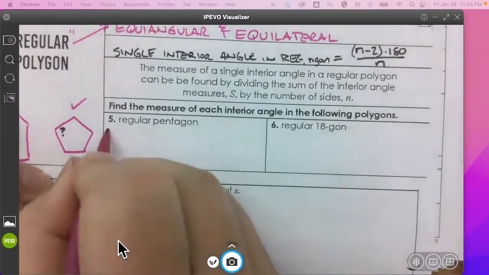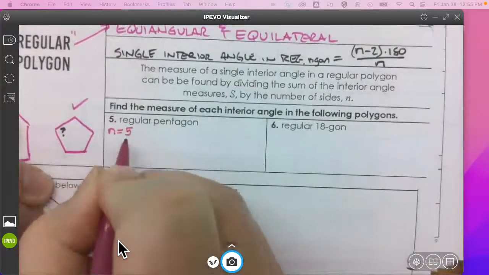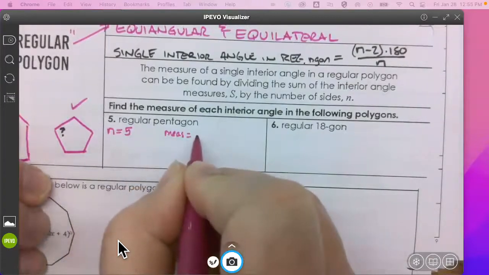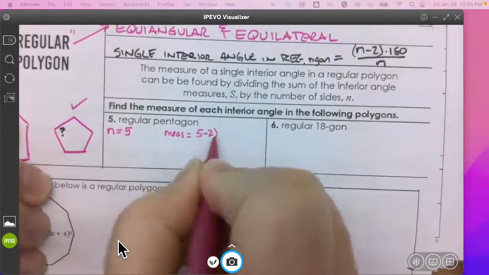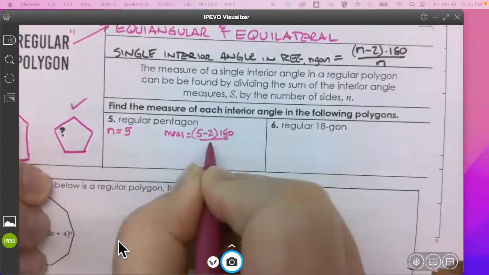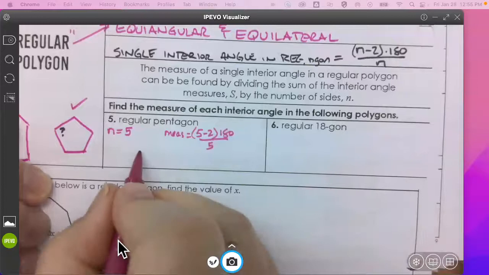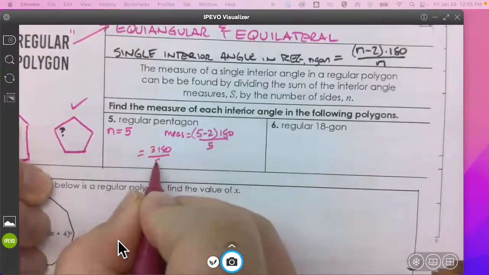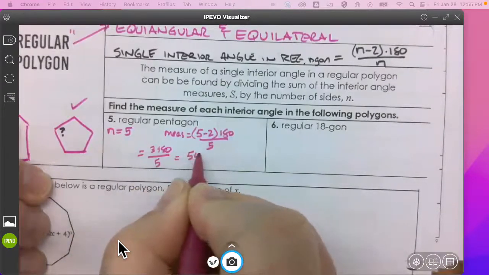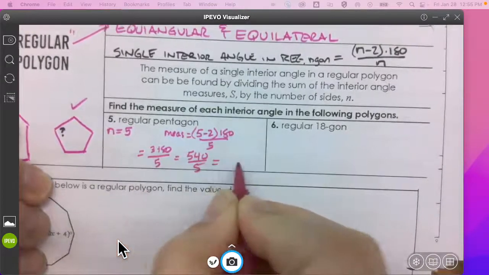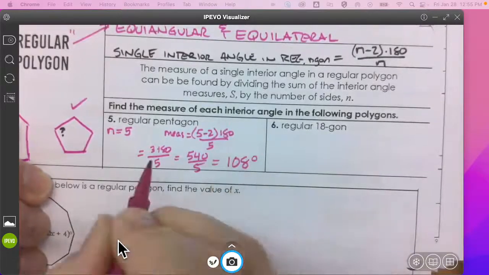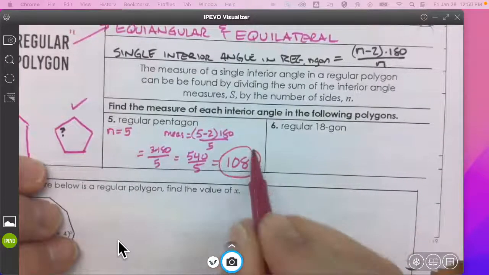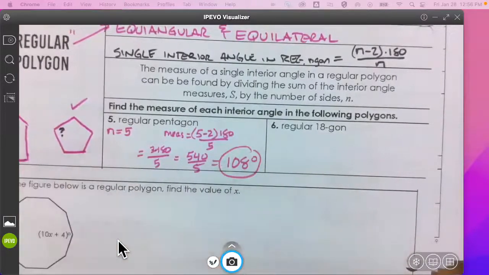So for a regular pentagon, we'd identify that n is equal to 5. And we'd say the measure is 5 minus 2 times 180 over 5, which means 3 times 180 over 5, which is 540 over 5, which is 108 degrees. That's the size of one angle in a regular pentagon.